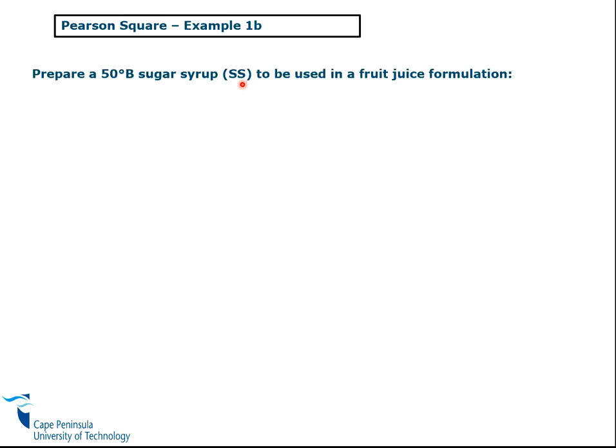Let's look at a second example. You are requested to prepare a 50-degree Brix sugar syrup to be used in a fruit juice formulation. So again, we are told we are dealing with a sugar syrup, so basically it's a mixture of water and sugar. But this time around, we want the concentration to be 50-degree Brix. So how do we do that?